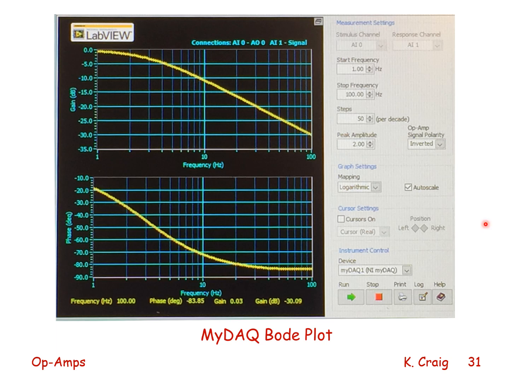Here is the Bode plot for my active low-pass filter. Here we can see how at high frequency it approaches minus 90 degrees, where the high frequency slope is minus 20 dB per decade. And we can identify the time constant from my Bode plot. And this is done with the National Instruments MIDAC Bode plotter.